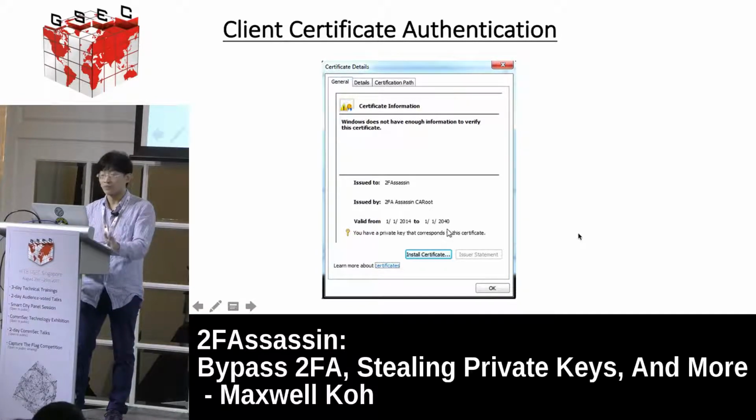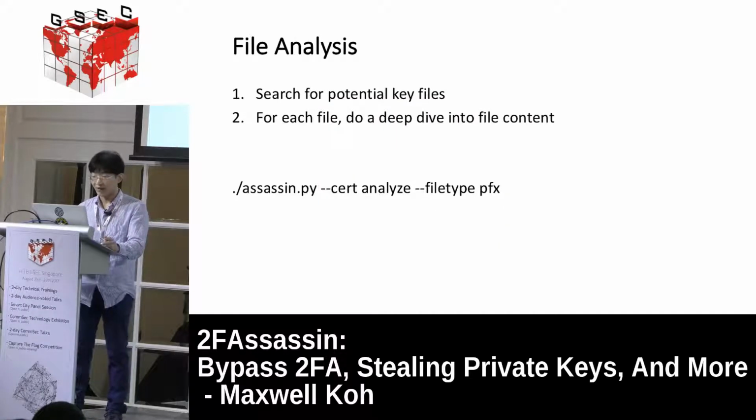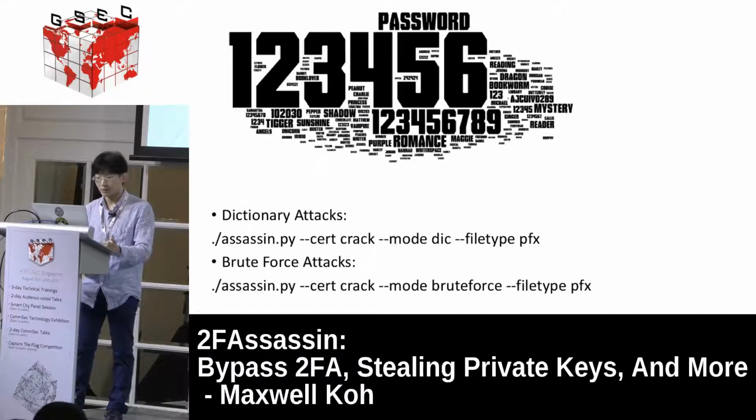Let's say we found a P12 file during the test. We first start by analyzing the file. Why do we analyze it? Because we want to determine the best method to extract the private keys. Then we proceed with the dictionary attack and then the brute force attack. Always use the tool to launch the dictionary attack first before the brute force attack, because the brute force will try all kinds of permutations and it will take a long time.